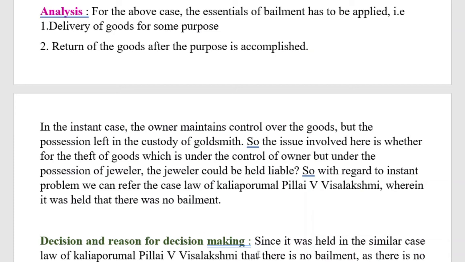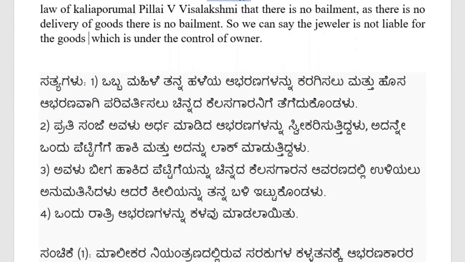And what should be our decision? What should be the conclusion? Since it was held in the similar case law of Kalaipuramal Pillai versus Vishalakshmi that, as the customer, the owner, maintains the control over the goods, there will not be any bailment. When there is no bailment, the goldsmith is not responsible for the theft of the goods. That aspect was held in the case of Kalaipuramal Pillai versus Vishalakshmi. We can apply the same principles of law to the present problem also.